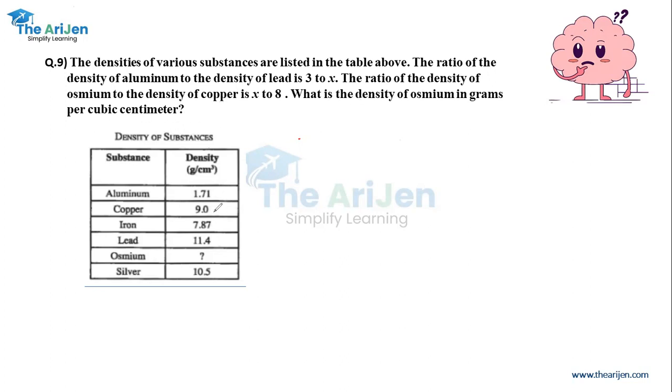So it is given already. You will get an answer of 22.5, but how, I will let you know. Ratios can be written as fractions, that we know. Start with the ratio of the densities of aluminum and lead. For aluminum and lead, you have been given numbers in the chart, which are 1.71 and 11.4. So 1.71 upon 11.4, and we put that equal to the given ratio.